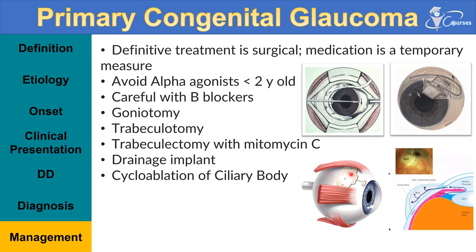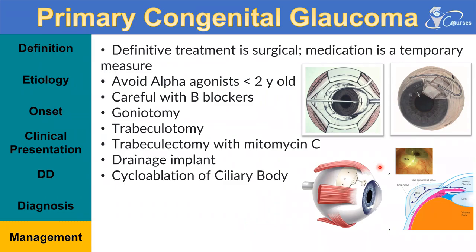If all this failed, we do what's called a drainage implant, like the Baerveldt tube or Ahmed valve. The Baerveldt doesn't have a valvular action. Those devices can be implanted on the scleral side, with a tube that will enter into the anterior chamber, causing direct drainage through this tube, which will be the most successful procedure in congenital glaucoma.